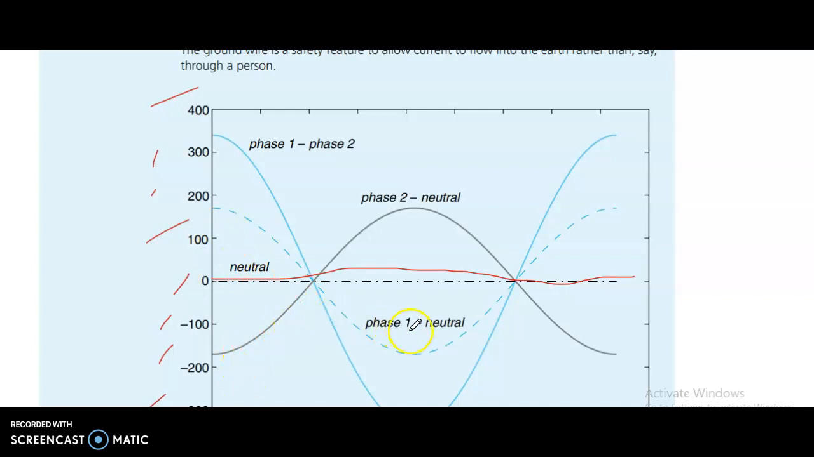Here, this is phase 1, the dotted line. This is phase 2. This is phase 1 neutral. Here is phase 2 neutral. This is phase 1 phase 2.